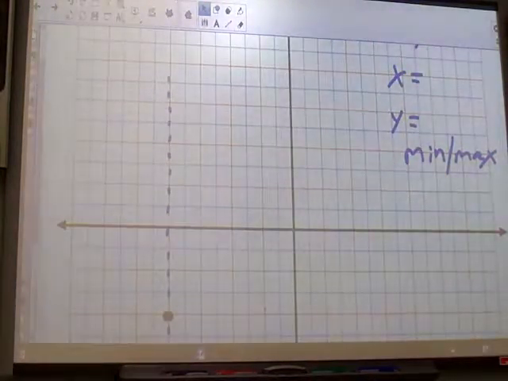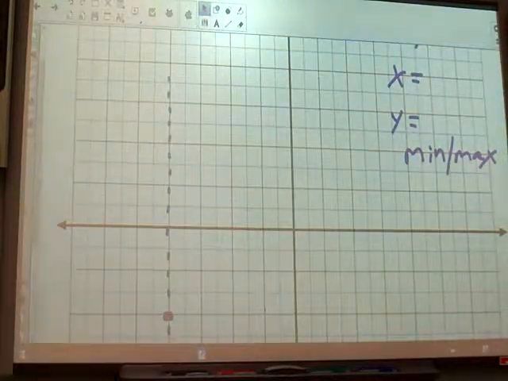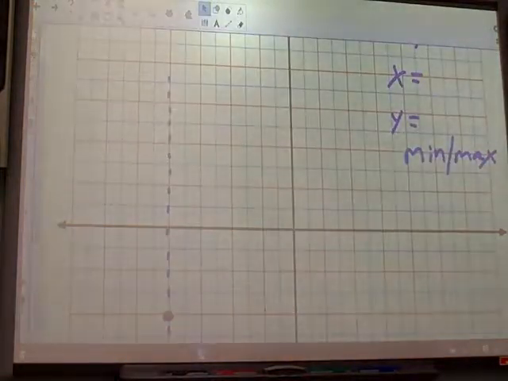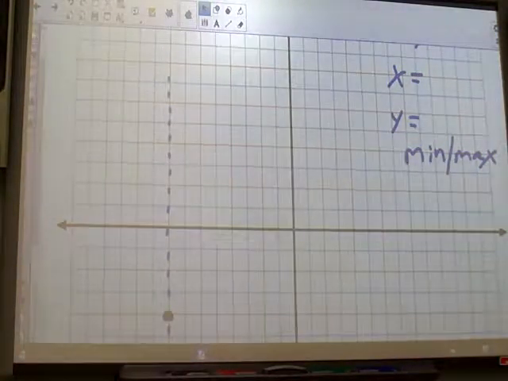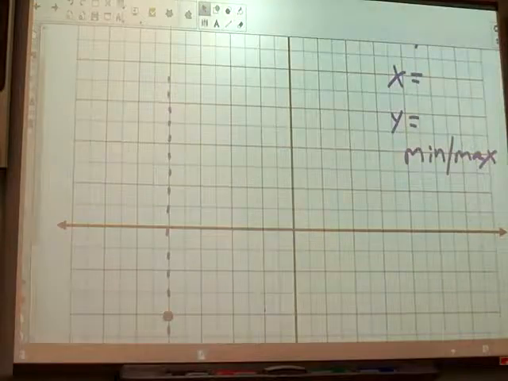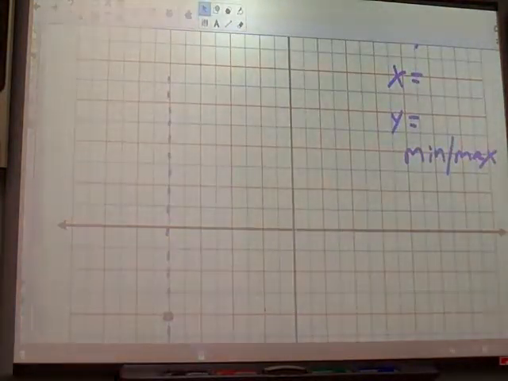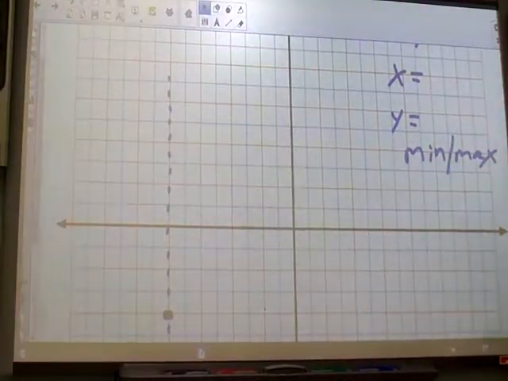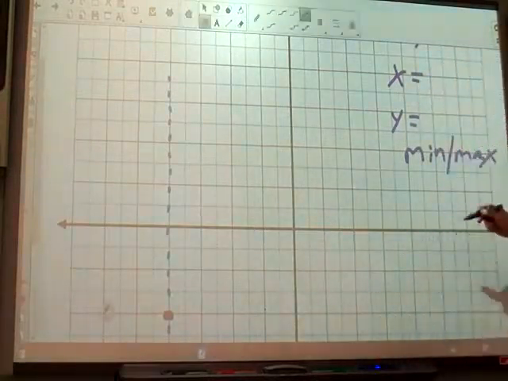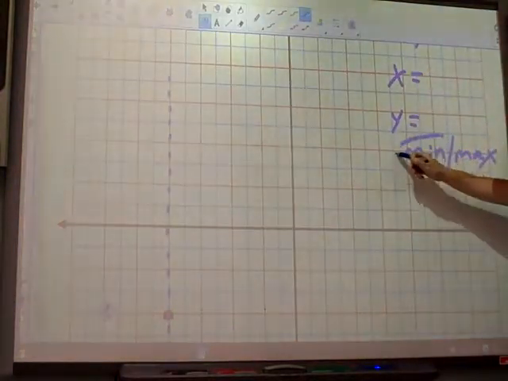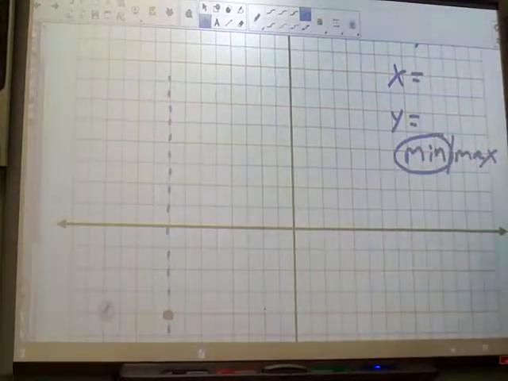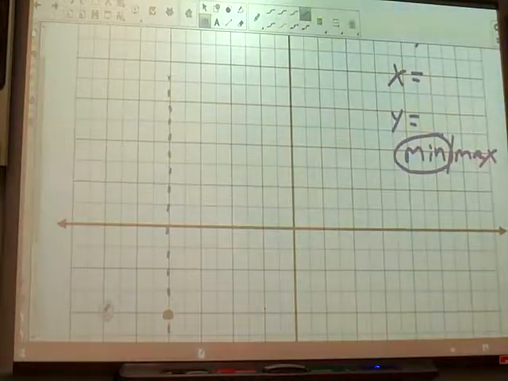Is this parabola going to have a minimum or a maximum? It's going to have a minimum. How could I know that for sure? Just by looking. Not a negative sign in front of your A. Very good. My A was a 0.5, and that was a positive, so that means it opens up. When it opens up, it's got a minimum.